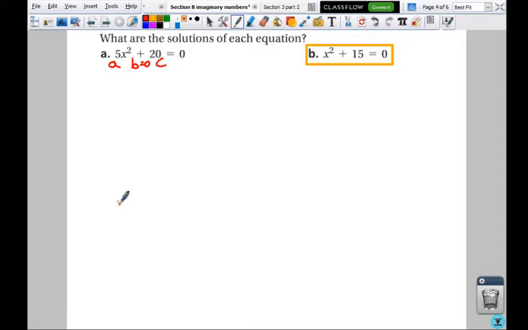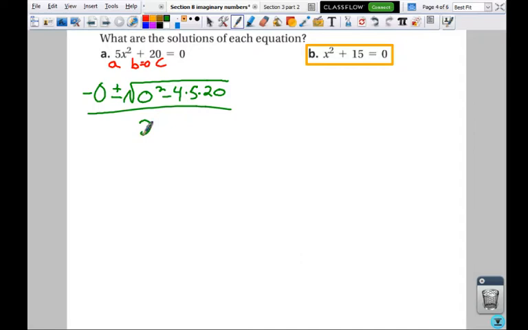Okay, so on this problem, a is 5, b is 0 because it doesn't show up, and c is 20. So I'm going to fill in my quadratic equation. Negative 0 plus or minus square root of 0 squared minus 4 times 5 times 20. And then the whole thing is divided by 2 times 5.